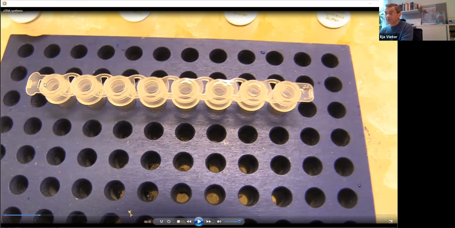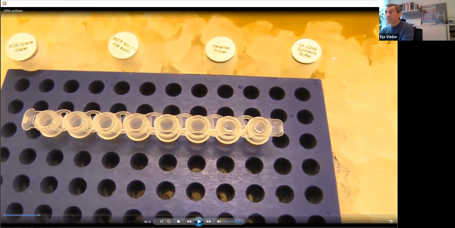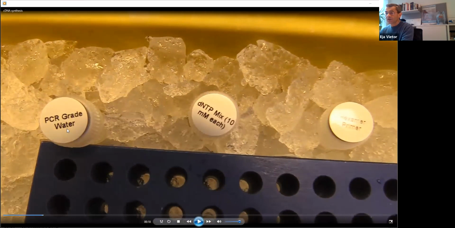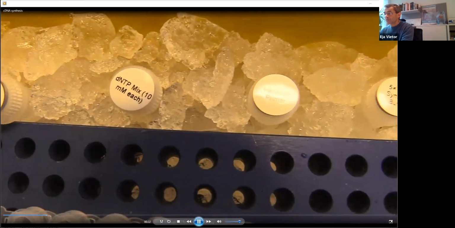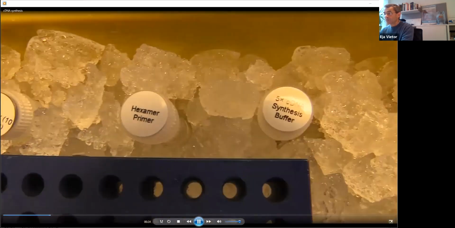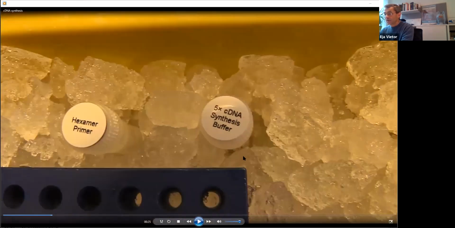Important is to be careful while handling these samples. Always put them on ice. Don't touch them with bare hands, only with clean gloves. Here are parts of the kit: the water, the dNTP mixture, the primers which we'll use, and the buffer. They are kept at 4 degrees, so on ice. The whole kit is stored at -20, but when you thaw it, then put it on ice.